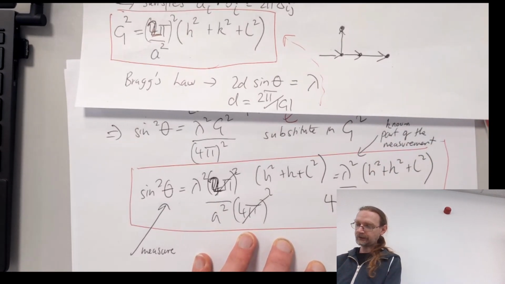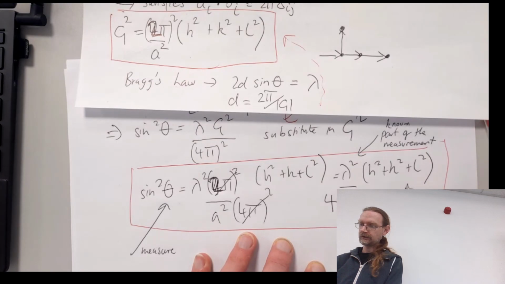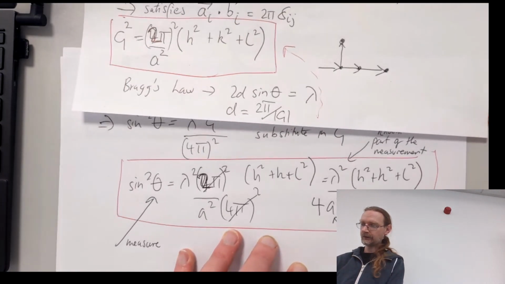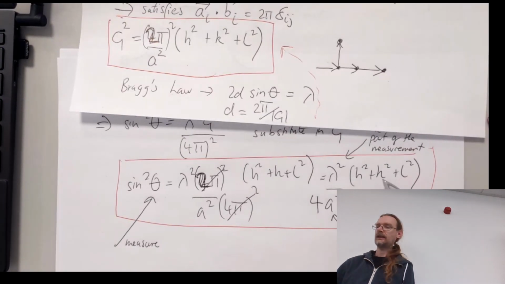A, we want to determine. And these have got to be integers. So if h, k and l are integers, if we square them and add them up, we must have an integer.